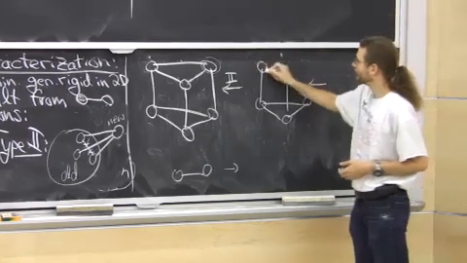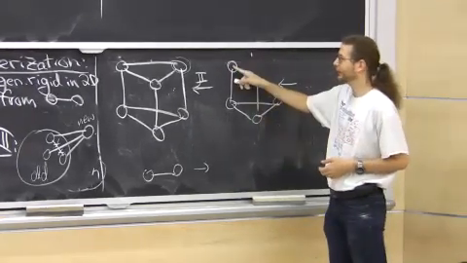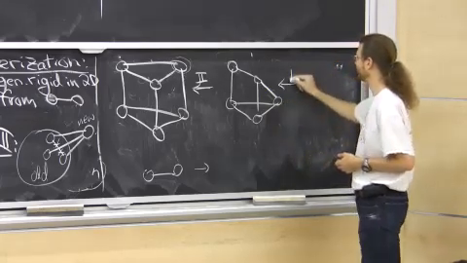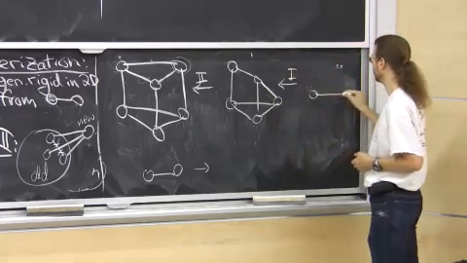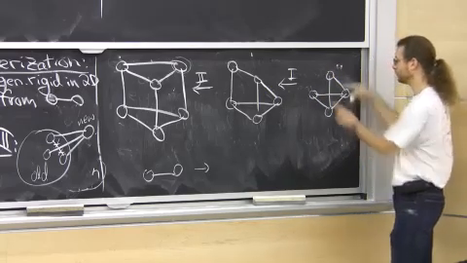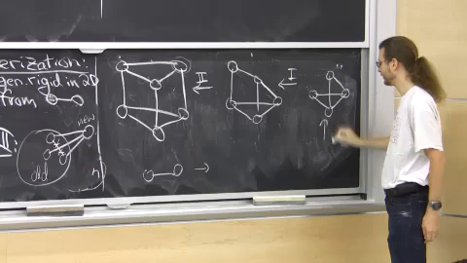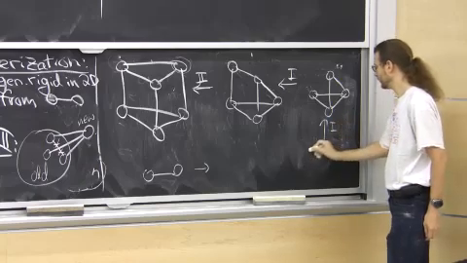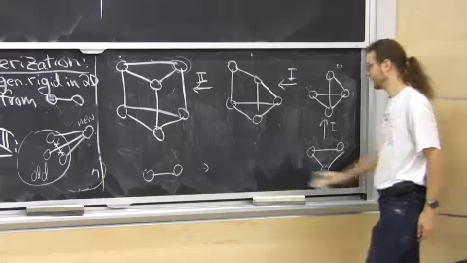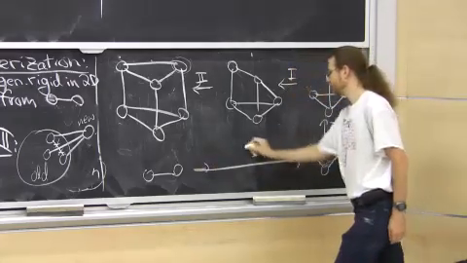Well, now I see a nice type 1 operation. I'll just get rid of that vertex. Good. So type 1 operation, I'm left with this. And I see 2 more type 1 operations. I'll do them one at a time. Ta-da.